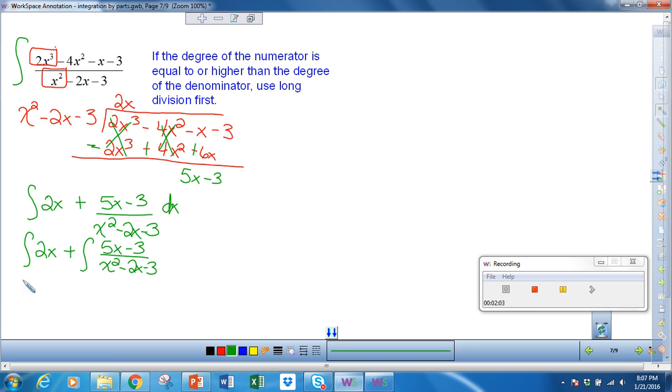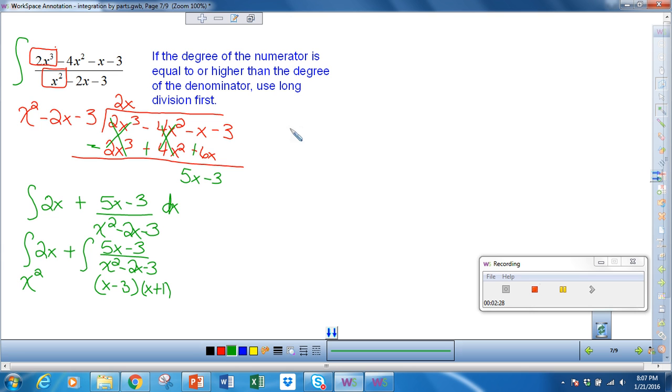Now, this part we can easily integrate. That's going to give us x squared. But this part, we're going to have to use, once again, partial fractions. And if you look at this, this should remind you of the very first problem we did in this, but I'm just going to walk through it again because I don't remember the answer. It's (x minus 3)(x plus 1).